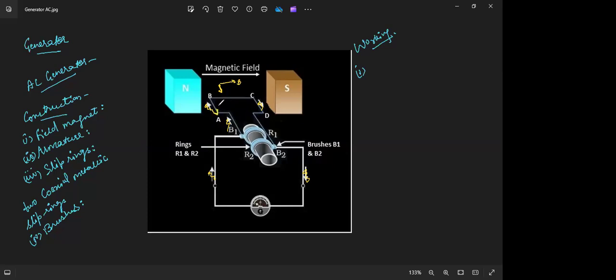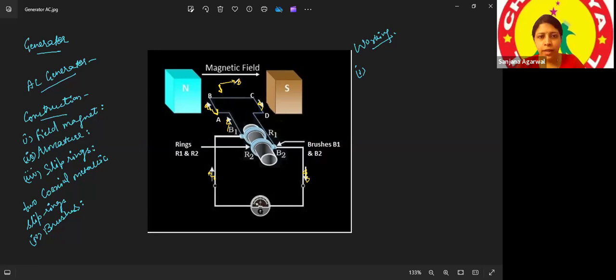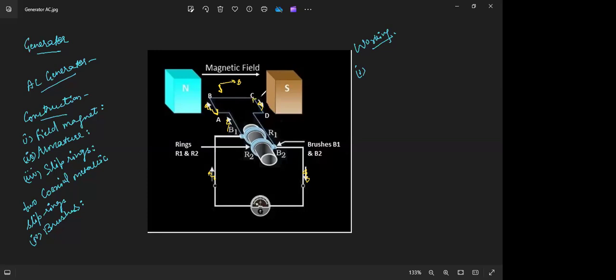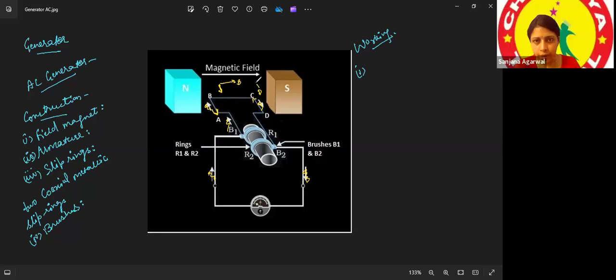Similarly, in the first, means it has just started moving, so let's decide the current in CD also. Arm CD is pushed upwards, so current is from D to C. Let me write D to C, and this is B to A. It means in the circuit, it should be passing from brush B1 to brush B2. This is our first cycle. So accordingly, we have to frame our sentences.